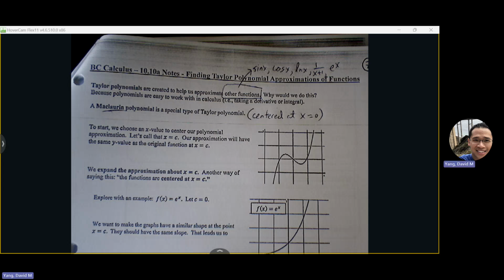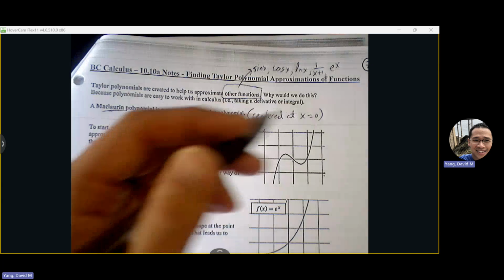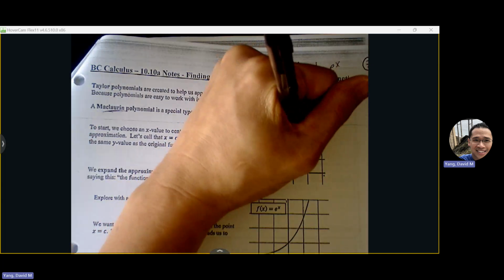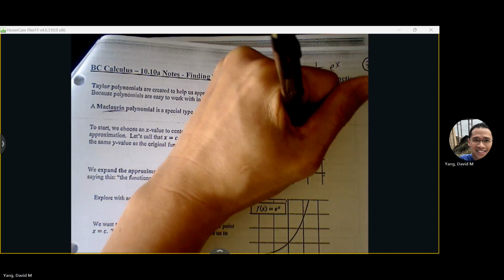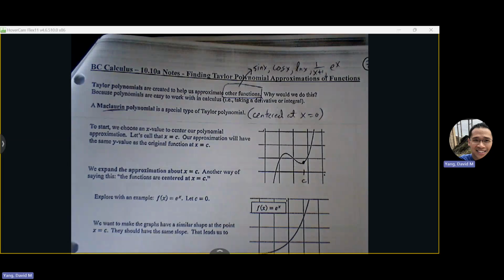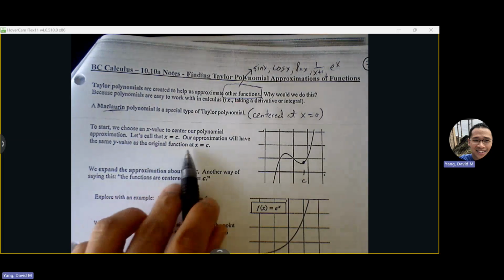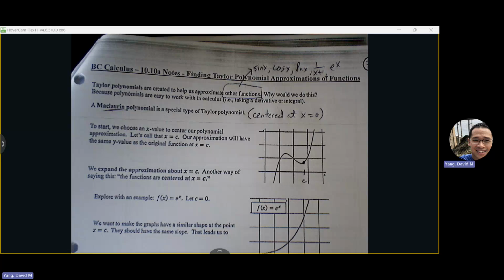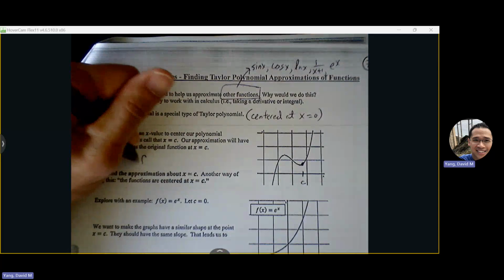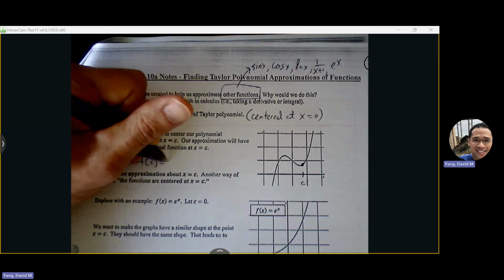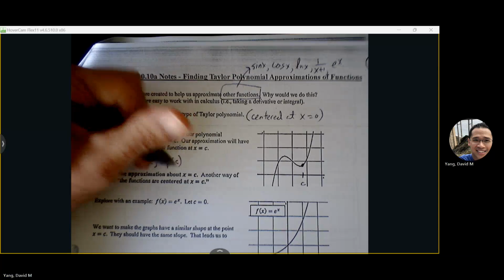So to start, we choose an x value to center our polynomial approximation. Let's call that x equals c. So it doesn't have to be 0, it can be c. So let's say we start off here, just some random point. Our approximation will have the same y value as the original function at x equals c. So f of c is equal to p of c.